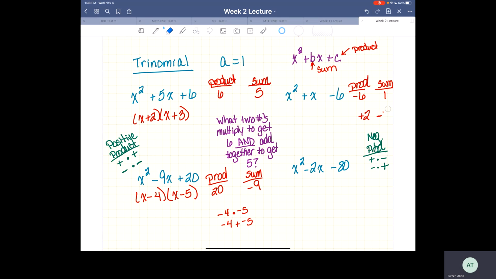So these numbers aren't right. What I need to do is check if I switch the signs. So if I say 3 is positive and 2 is negative, it does work. 3 times negative 2 is negative 6. 3 plus negative 2 is positive 1. So there are my numbers. So I have x plus 3 and x minus 2.